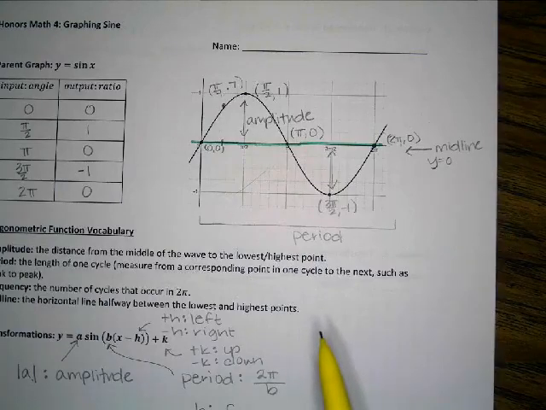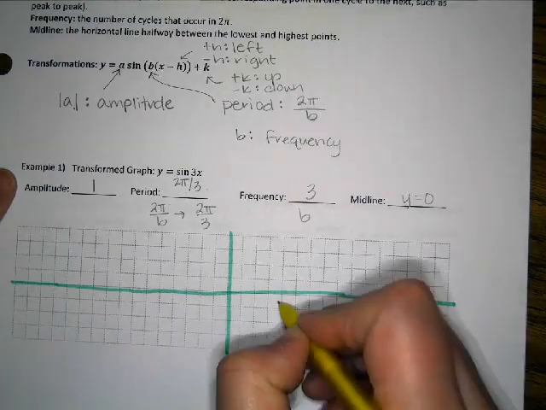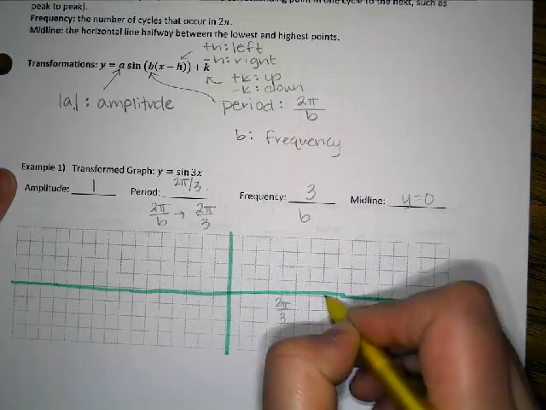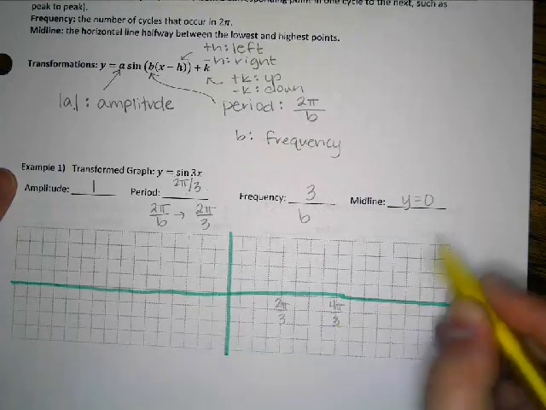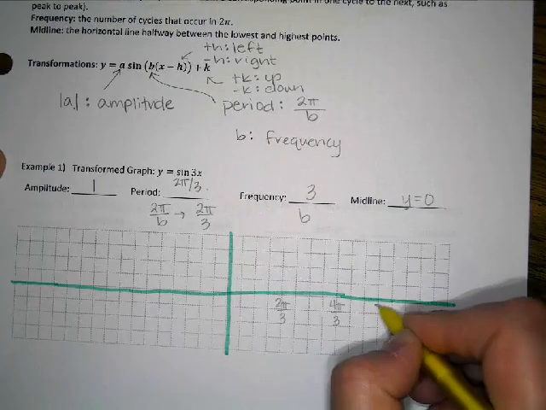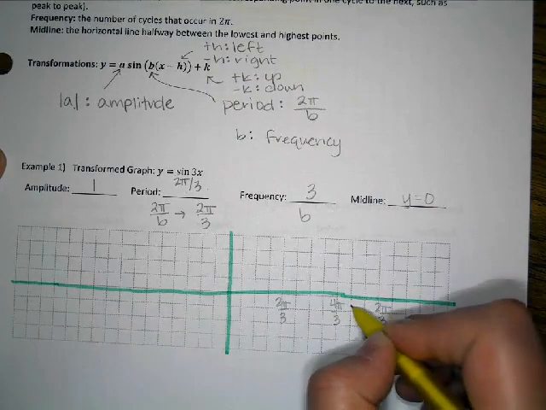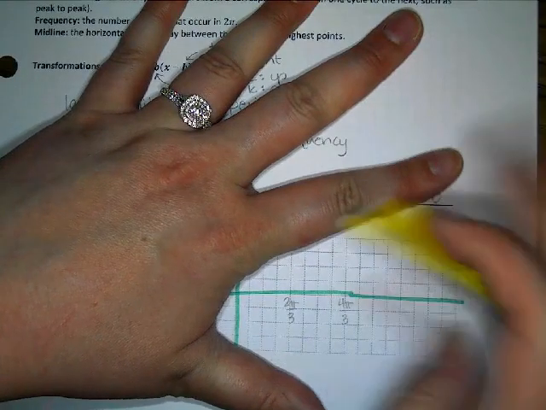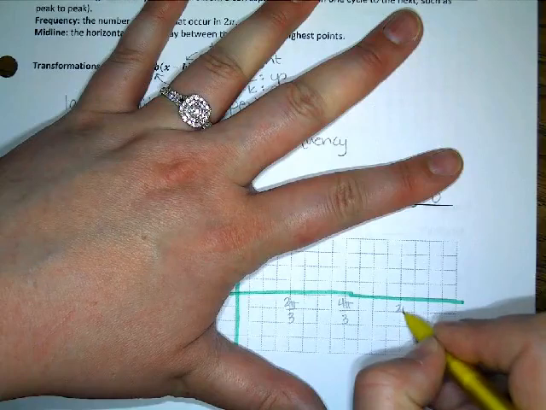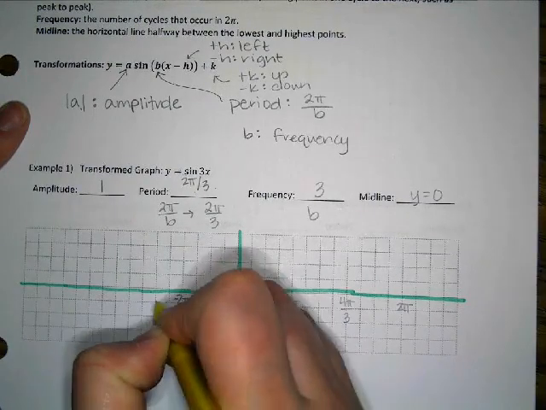So I'm going to count 1, 2, 3, 4 boxes and put 2 pi thirds. 1, 2, 3, 4 boxes, 4 pi thirds. 1, 2, 3, 4 boxes. This would be 6 pi thirds. What is 6 pi thirds? 6 thirds is 2. Okay, so this is 2 pi. I need to go over 1. I wrote the wrong number anyway. Okay, 2 pi.